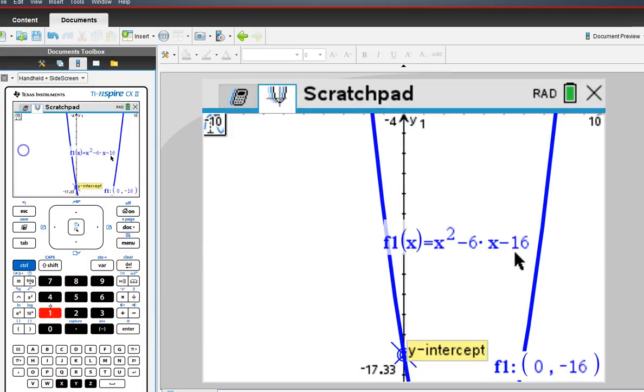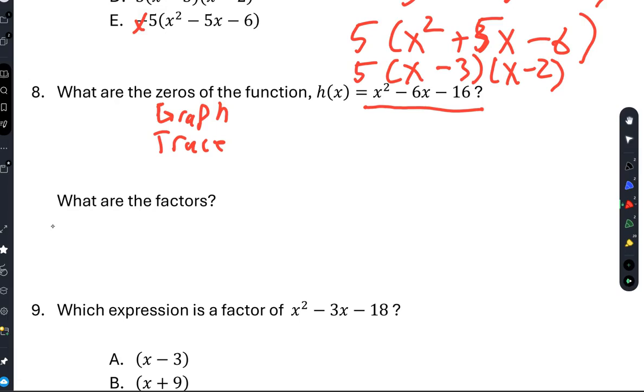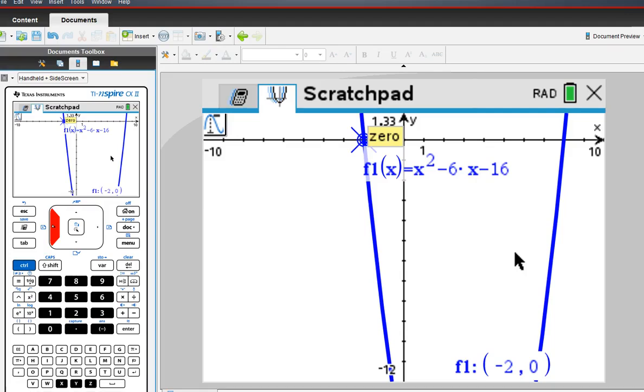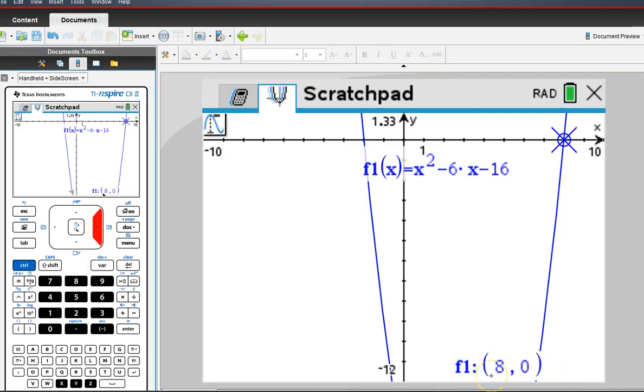So menu 5-1, and I'm going to go to the left zero, and I got -2. So I'm going to go to my paper. One of the zeros is -2. Now then, 1, 2, 3, 4, 5, 6, 7. I'm going to type in 7, enter. Notice that my graph trace went to the 7. Now then, I'm just going to keep hitting the right arrow button, and my other zero's 8.